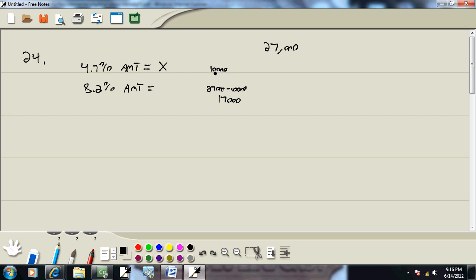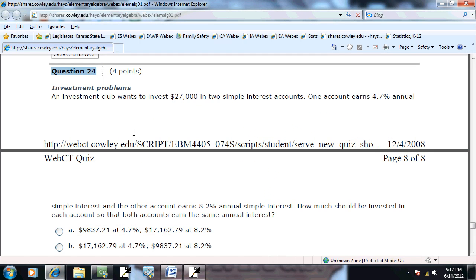Well, look what we did here. This was 10,000, and then down here I did 27,000 minus the 10,000. So this one is going to be 27,000 minus the X. Now I do simple number examples over here to help me figure out the setup, to wrap my mind around that. They don't have any other bearing in the problem.